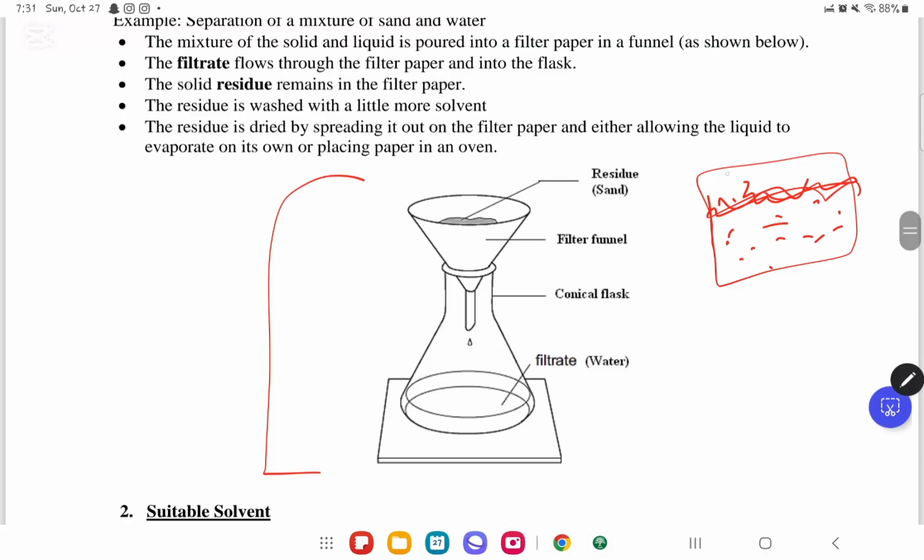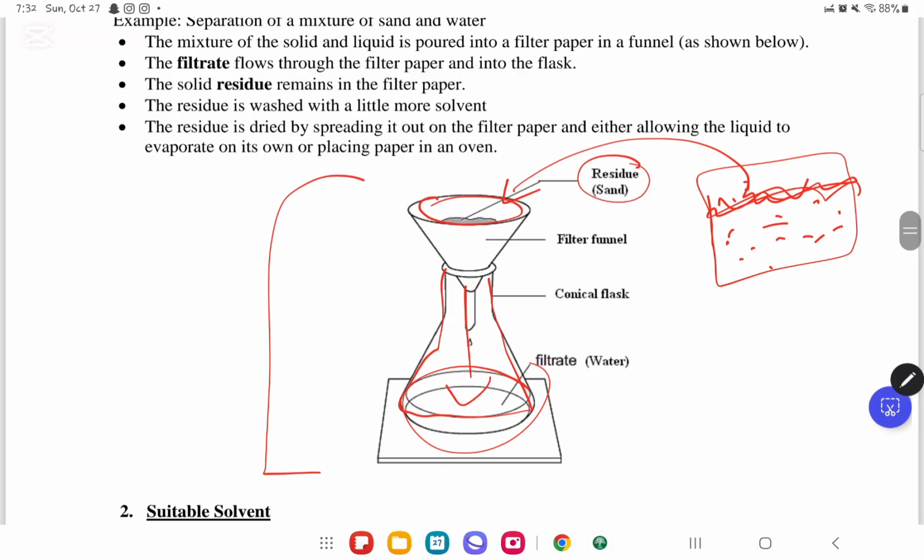So what did they do? They put the solution in here. We have a filter paper, and the filter paper is inside over here. They placed it in the filter funnel, and then they placed the mixture inside. What happens is that the liquid or the solution will pass through the filter paper and go as filtrate. Of course, it will be collected in a conical flask, and what remains on top is the residue.